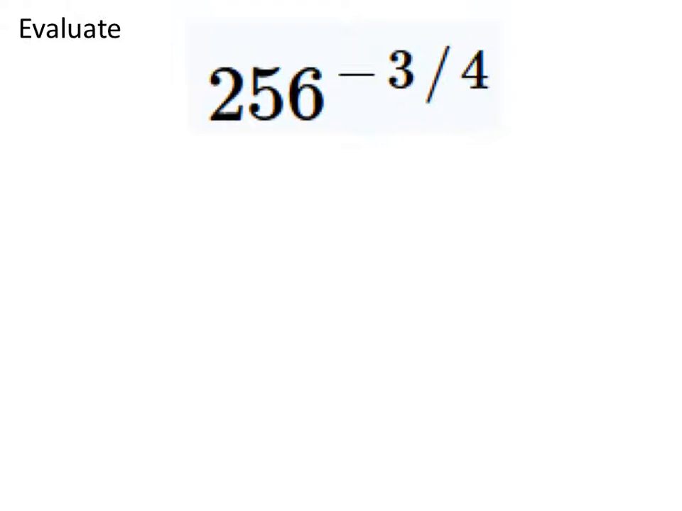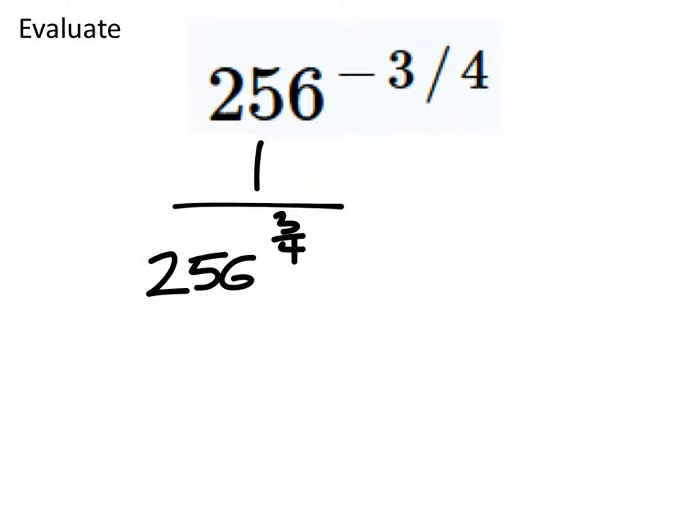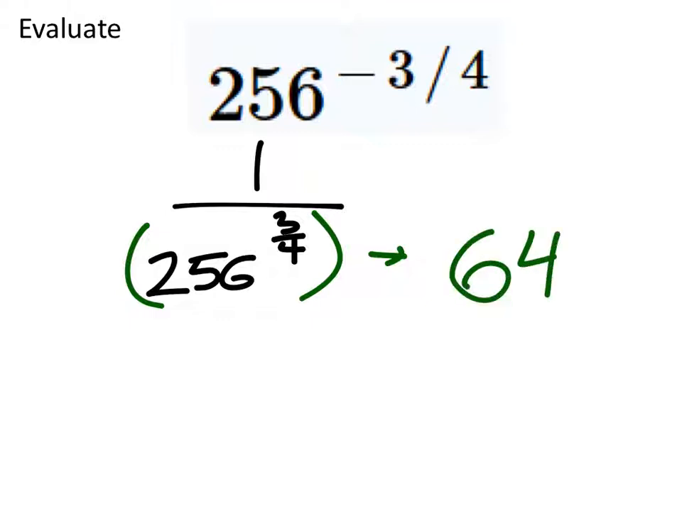that's a negative exponent, so I am going to change this to 1 over 256 to the power of 3/4 now. That's a positive exponent. And that's something that I can plug into my calculator. All right, so my calculator gives me 64, so it's really 1 over 64. Done.